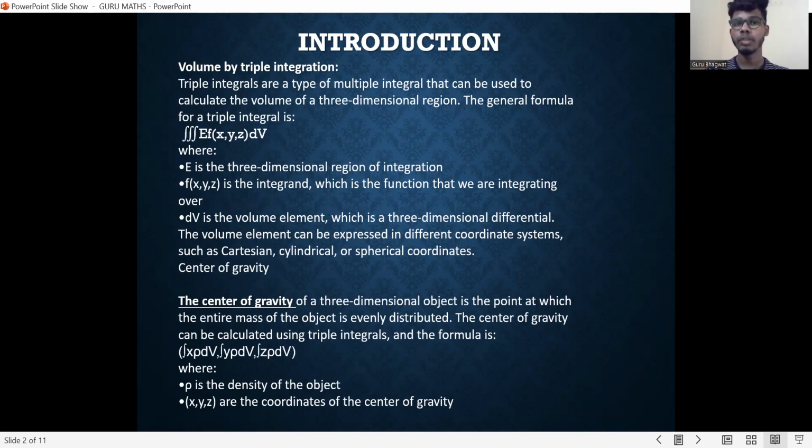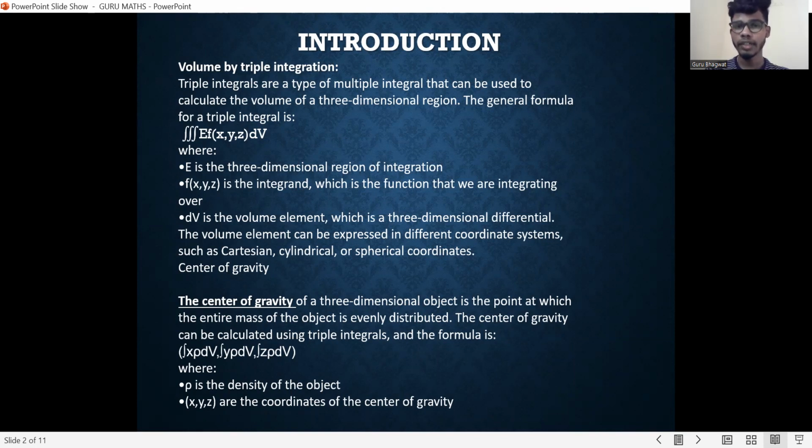The general formula of triple integration is the triple integral over E of f(x, y, z) dV. Here E is the three-dimensional region of integration, and f(x, y, z) is the integrand, which is the function that we are integrating. dV is the volume element, which is the three-dimensional differential. The volume element can be expressed in different coordinate systems, such as Cartesian, cylindrical, or spherical coordinates.